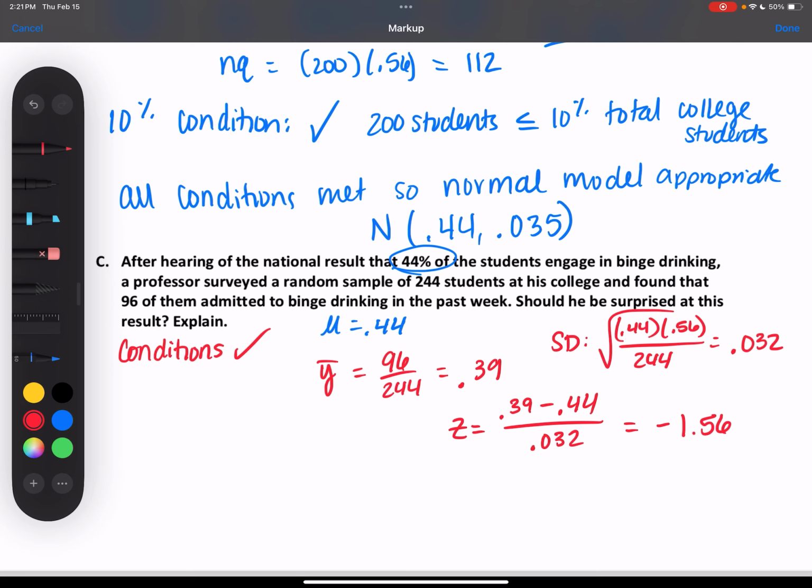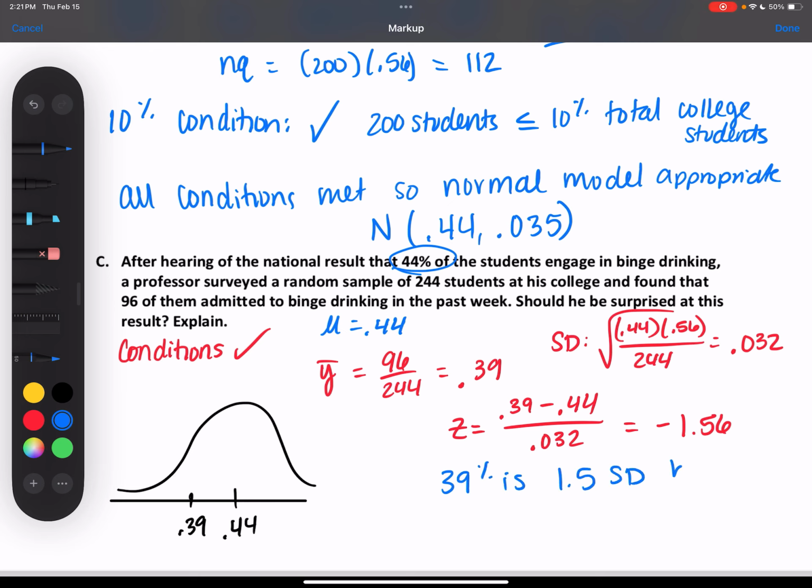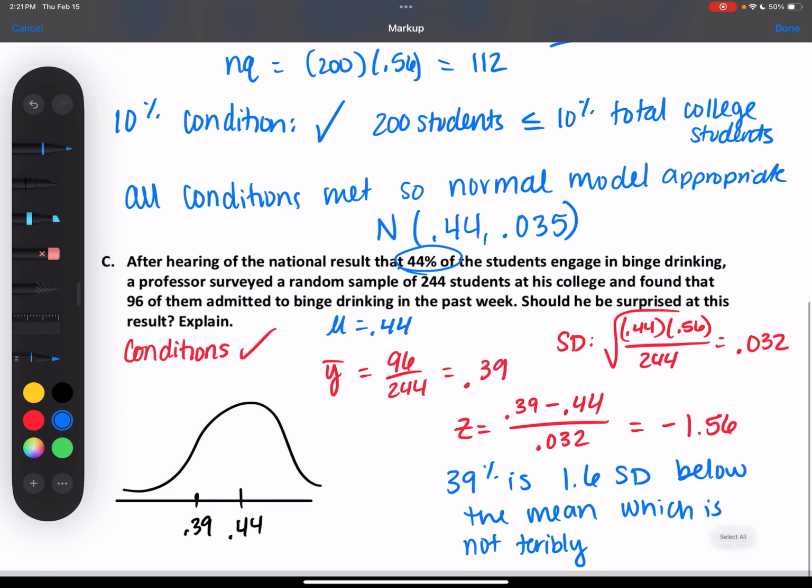Interesting. So the model we're looking at here, the mean is 0.44, y bar is 0.39. And so basically what this Z value is telling us is that that 39% is 1.5 standard deviations below the mean. Or I guess I should say 1.6, because that rounds. Below the mean, which is not terribly unusual.